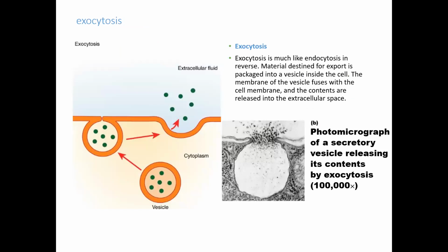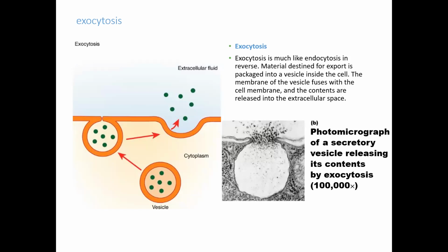Exocytosis is the opposite. It's like endocytosis in reverse. We have something in a vesicle that we've made. Perhaps it's a protein, perhaps it's a hormone, perhaps it's a digestive enzyme, and we're going to release it. And so we form it stored in a bubble, and we bring it to the surface of the cell membrane, and we fuse with the cell membrane and open up the bubble and release the contents.